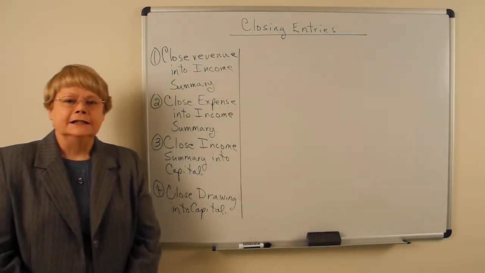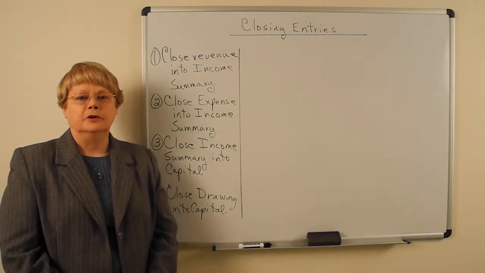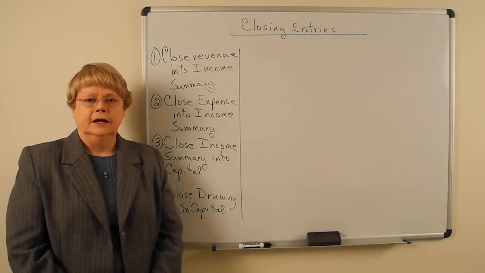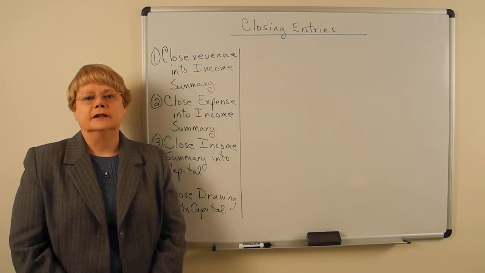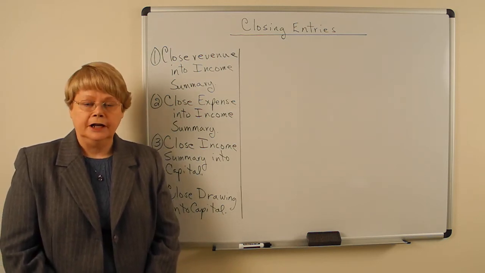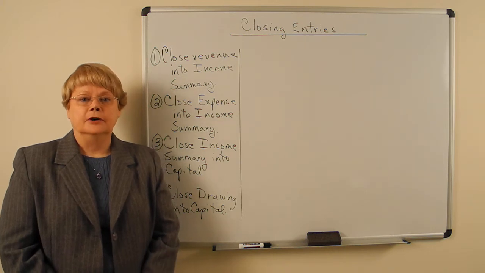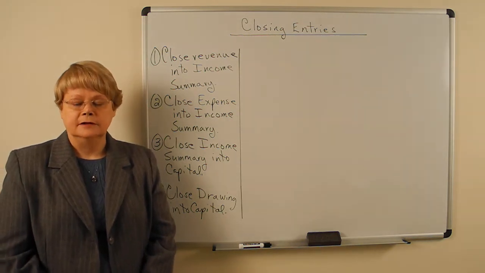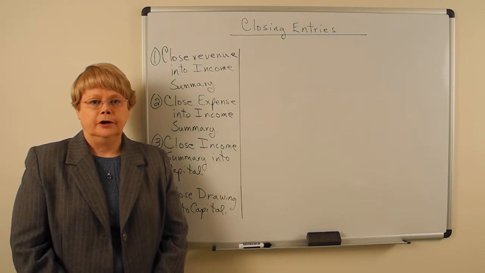Hi students, today we're going to talk about chapter 4, which is the closing process. What we're doing here is closing all of the temporary accounts so that we can prepare our financial statements and then we can start over our accounting records with zero balances in those temporary accounts.